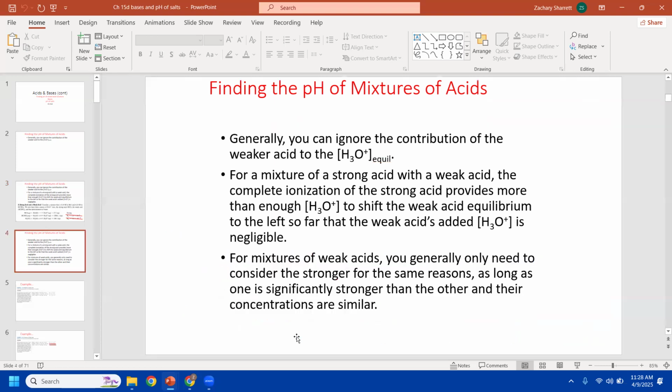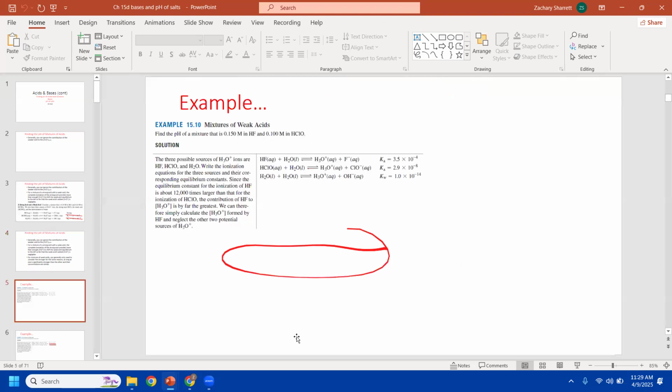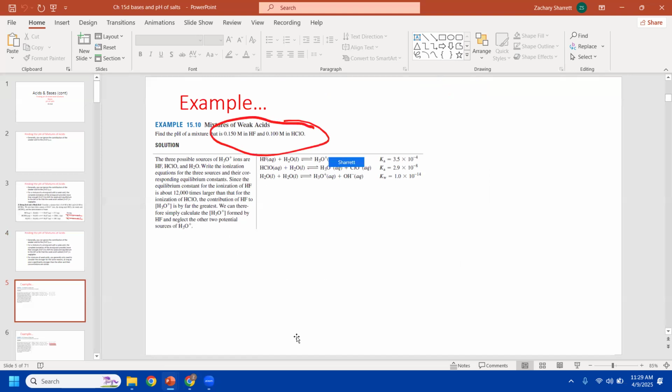Okay. So if we ignore the contributions of the weak acid, the complete ionization of the strong acids provides more than enough H3O+ to shift the weak acid equilibrium to the left so far that the weak acid's added H3O+ is negligible. When you have a mixture of weak acids, you generally only need to consider the stronger of those weak acids for that same reason. So let's go ahead and find the pH of a mixture of two weak acids.